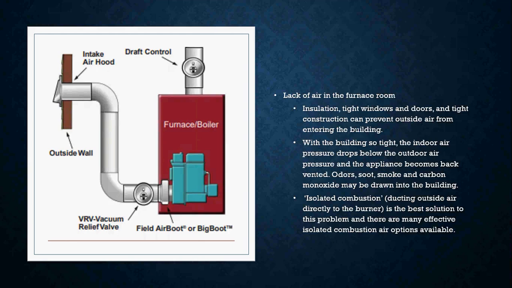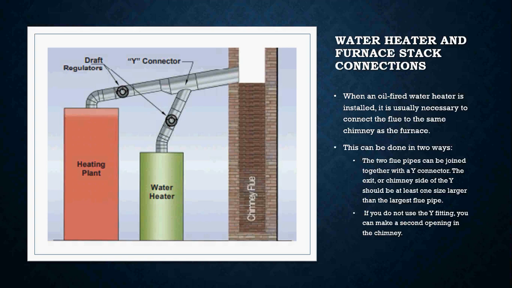Lack of air in a furnace room. Insulation, tight windows or doors, and tight construction can prevent outside air from entering the building. When a building is so tight, the indoor air pressure drops below the outdoor air pressure and the appliance becomes back vented. Odors, soot, smoke, and carbon monoxide may be drawn into the building. Isolated combustion air, which is basically taking some ductwork and ducting it from the outside and putting it directly into the burner, like you can see here in this picture, is the best solution to this sort of problem, and there are many effective isolated combustion air options available.